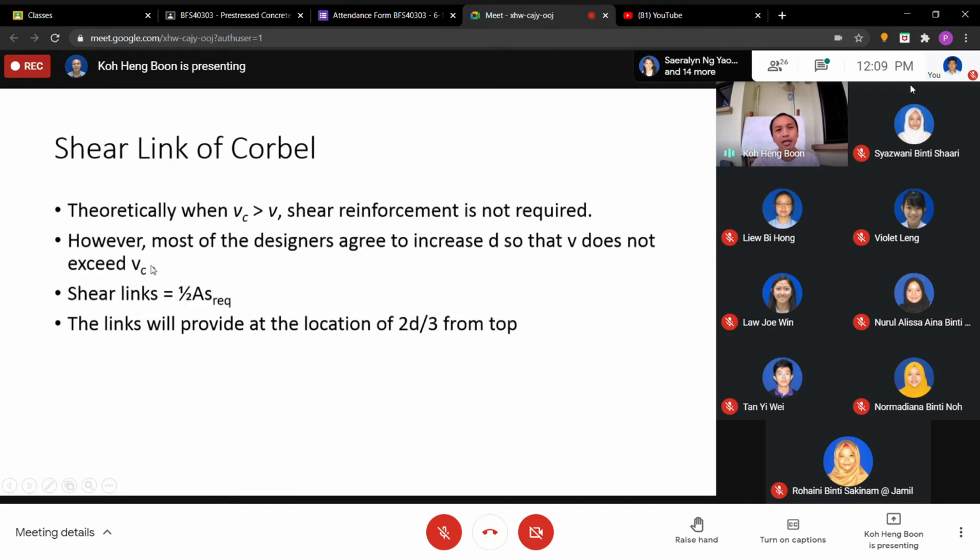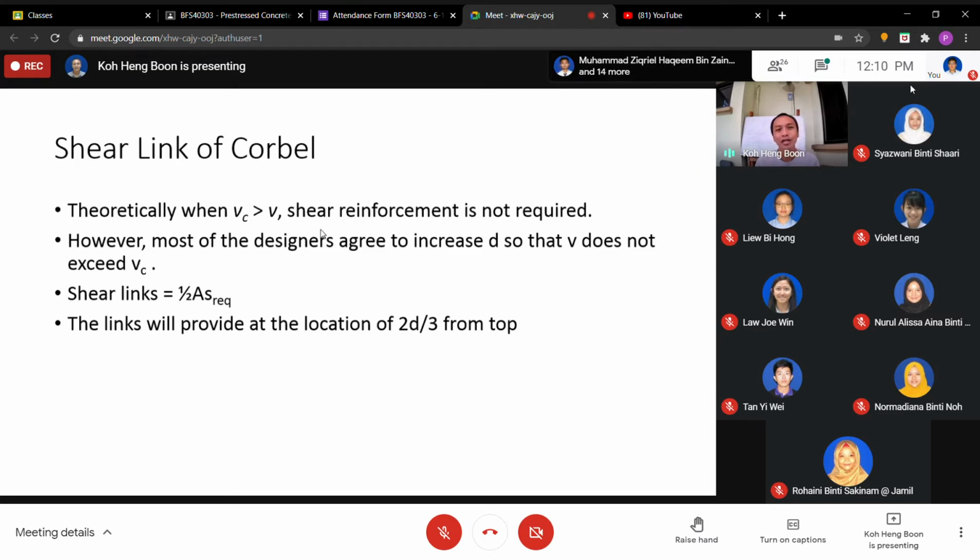Shearing: theoretically, when VC is greater than V, if the concrete shear strength is greater than the design shear, shear reinforcement is not required. However, sometimes most designers agree to increase the D so that V does not exceed VC. This is the designers' approach, but we are not going to do that. We are going to use this design for the link.